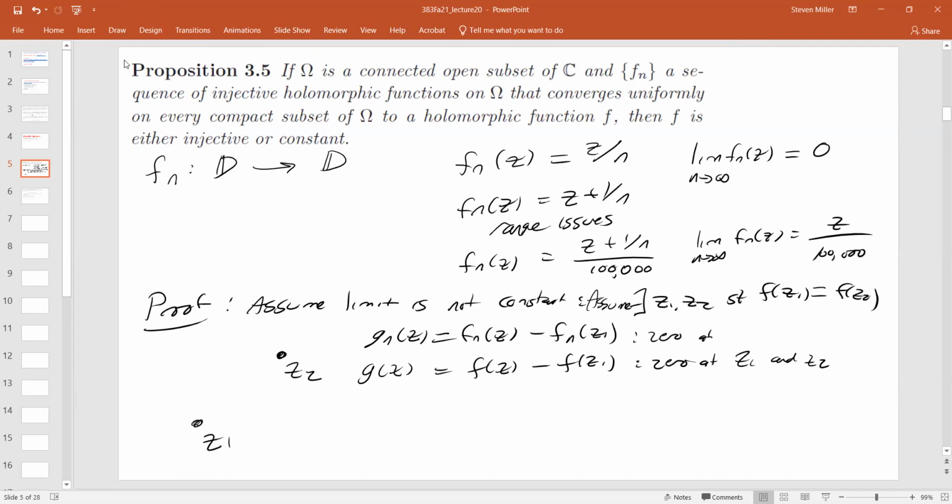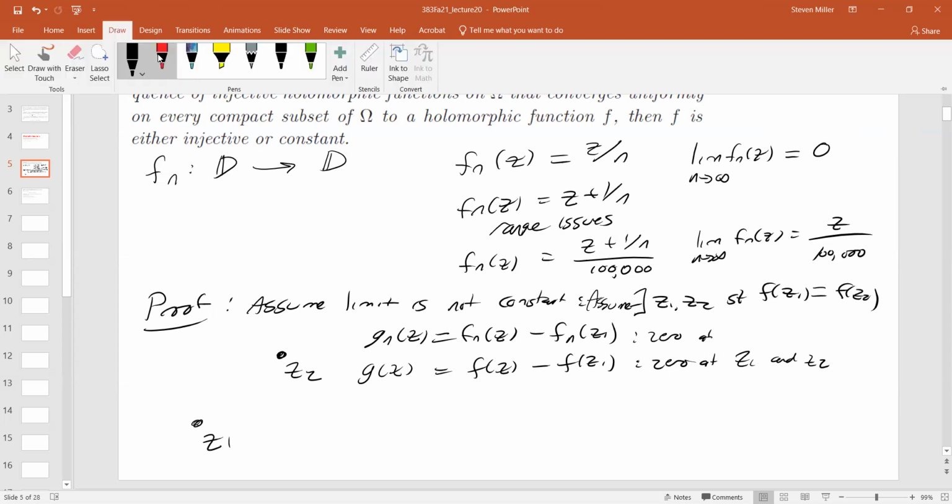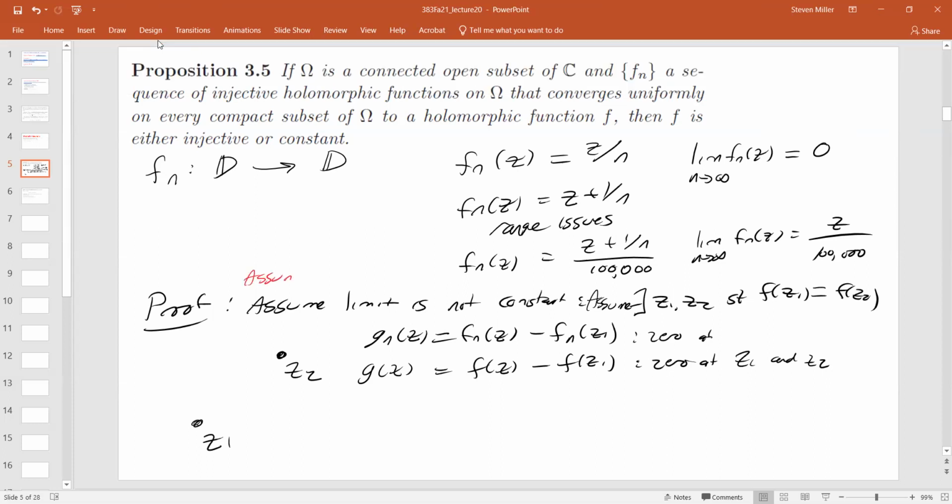And if the function is not constant and there aren't 2 points where F of Z1 does not equal F of Z2, what must be true about the function? It's then injective. And so we're trying to prove by contradiction that it's injective. So if we assume that there are 2 points that are sent to the same thing, you will basically say, assume the function is non-injective, and we're going to get a contradiction from that. So assume not injective, not constant.